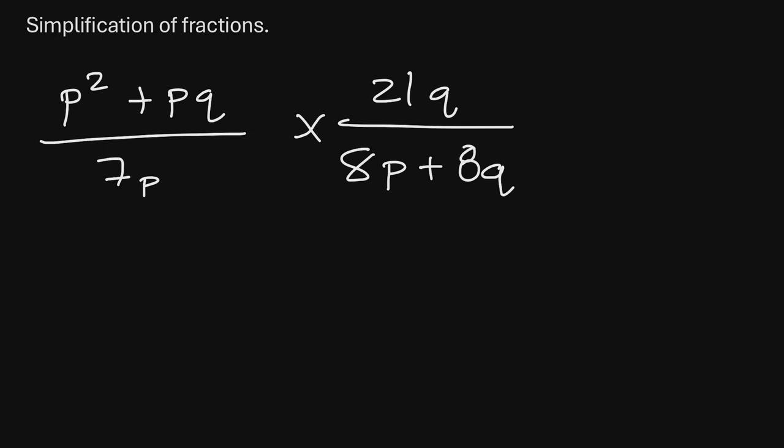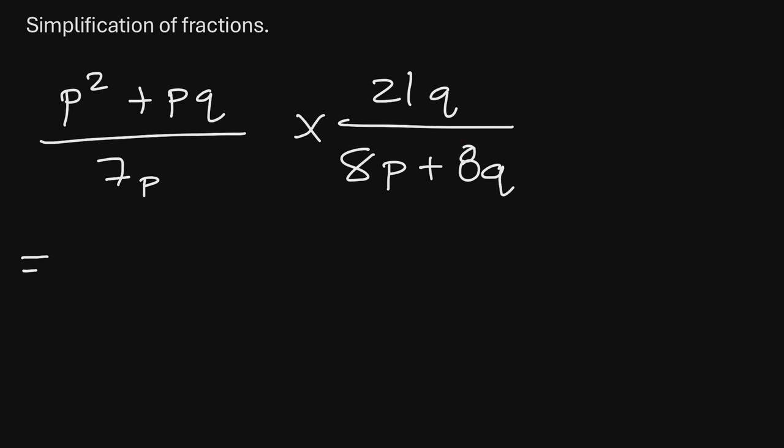The first step that we do, we factorize wherever we can. So if we look at the top here, can we factorize? Yes, we can take out a common factor. And then also at the bottom here, can we factorize? Yes, we can take out a common factor. So now we are going to factorize at the top here.